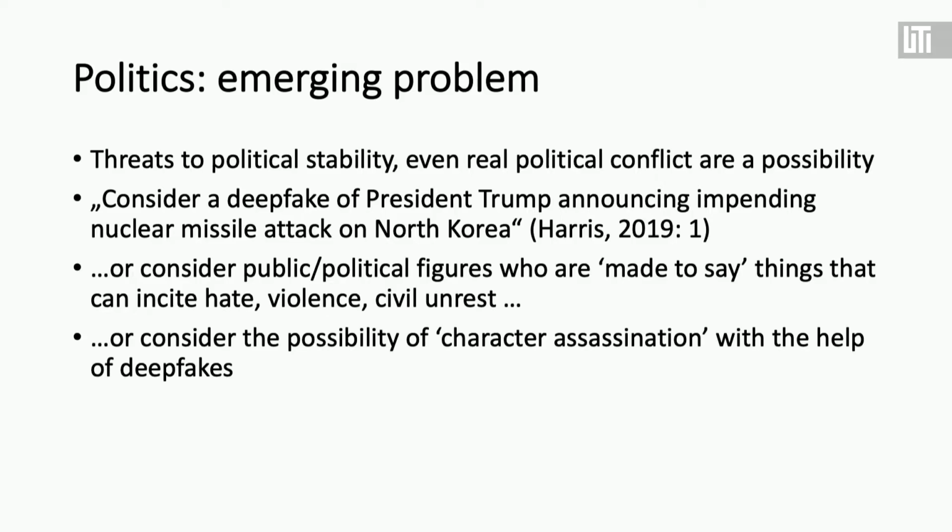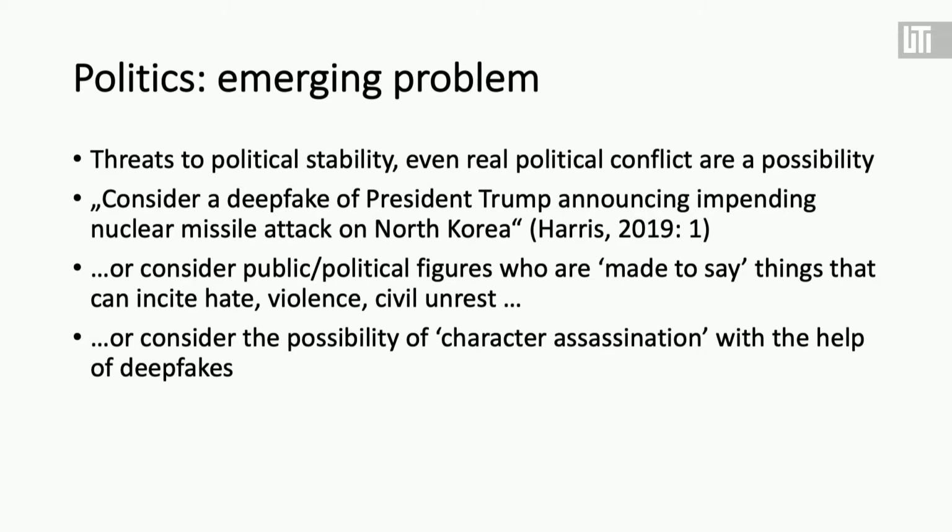So politics. Deepfakes in politics are an emerging problem. This is one of the first topics that deepfakes were related to, even though we don't really have very good examples or very horrible examples about how deepfakes have been used to really cause political mayhem. But the potential is definitely there. Now, if you consider, let's say, a deepfake of President Donald Trump announcing an impending nuclear missile attack on North Korea, it might take you aback because you may already have a previous belief that, yes, this guy is probably capable of doing that.